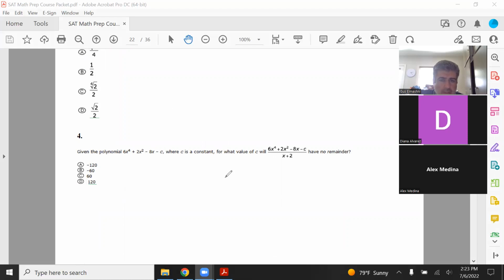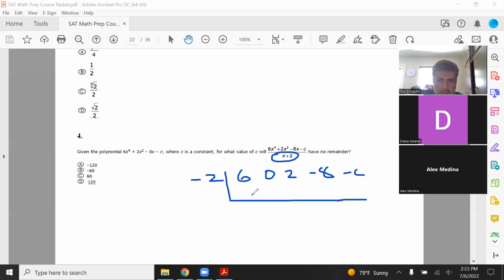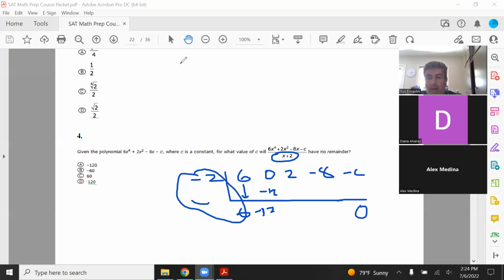In case you forgot synthetic division, you would do this. You put -2 on the outside because you divide by x plus 2. You bring the 6 down. Then you multiply these 2: -12. Add these 2. And you rinse and repeat. If you don't want a remainder, you want this to be 0. So I'll give you a chance to copy that down because that's what we'll need to do for that one.